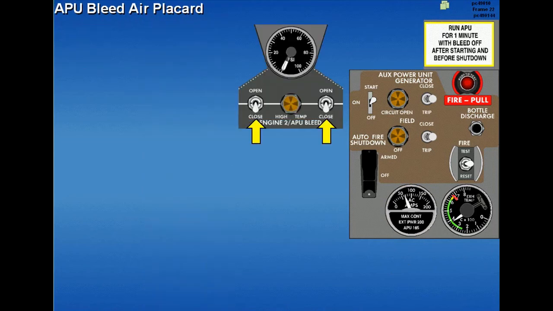The APU should run 1 minute with the bleed switches off after starting and before shutdown. APU bleed air is controlled by the engine 2 APU bleed switches. Selecting either switch to open supplies APU bleed air to the pneumatic system.